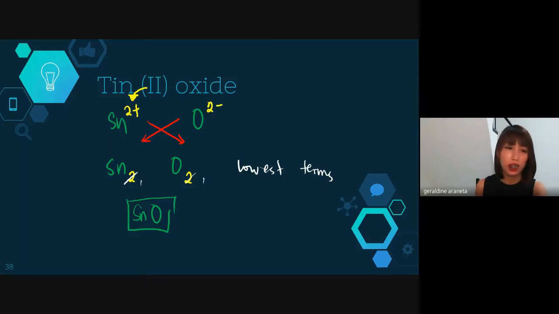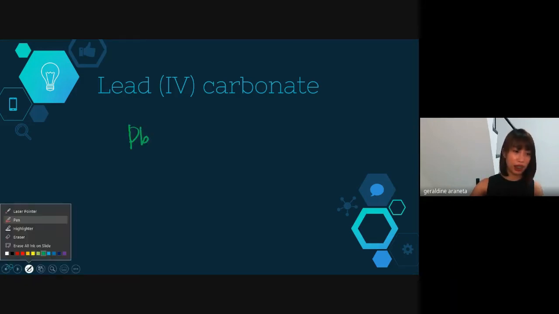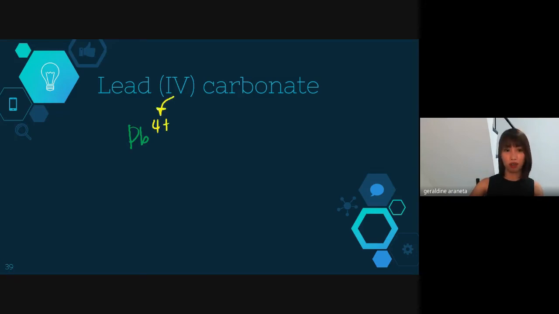Okay, let us have the next one. We have lead 4 carbonate. Okay, lead here is Pb. Okay, so the charge of lead is 4 positive. Kasi ito yan 4. Right? Then we have carbonate. Now, what is the symbol for carbonate? Ang alam lang natin carbon. But what is carbonate? Any idea?